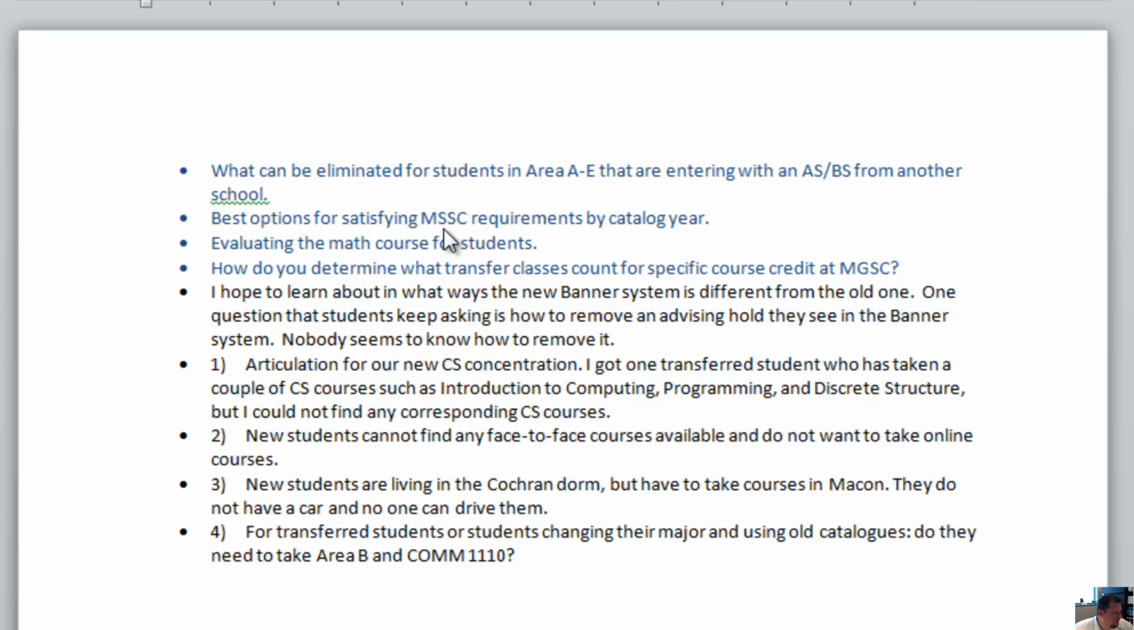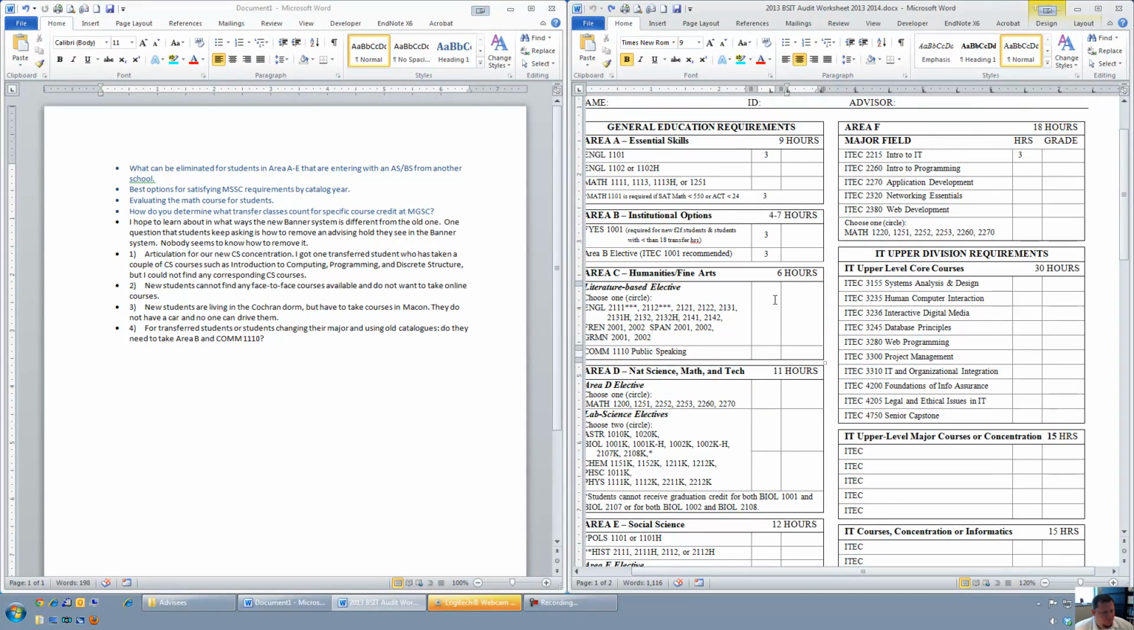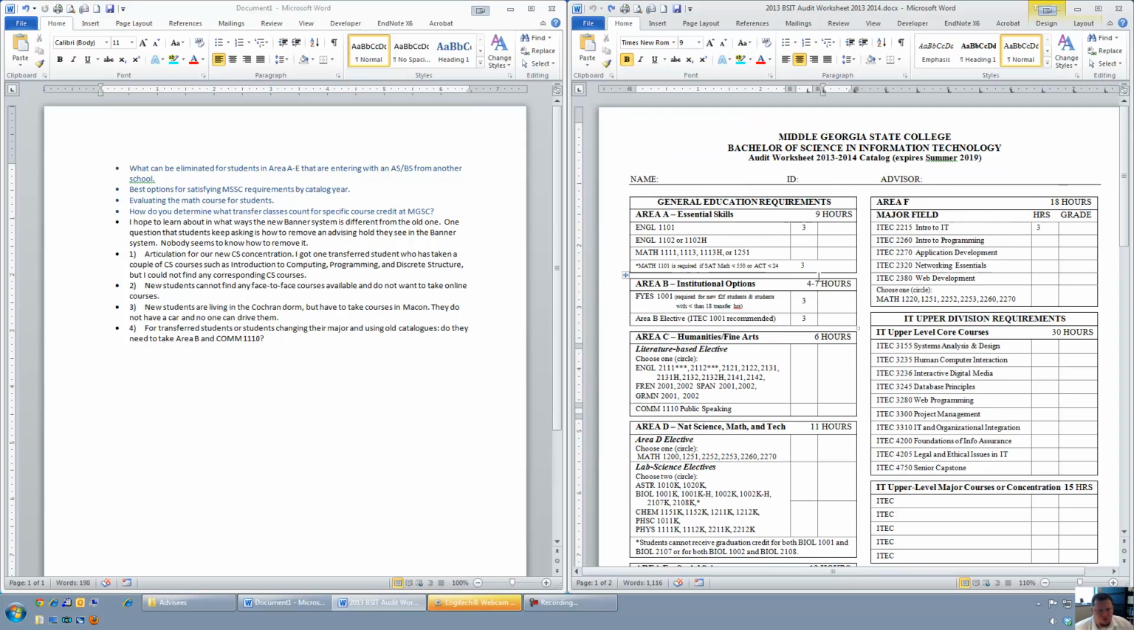Best options for satisfying MGSC requirements by catalog year. The best option to keep students on track, for full-time students that are able to, is that the School of IT likes to recommend that in the fall and spring students take 15 to 16 credit hours, and then in the summer they take 6 credit hours typically. This gives the student the ability to stay on track even if they do have to drop a course or repeat a course. So that's the best way.